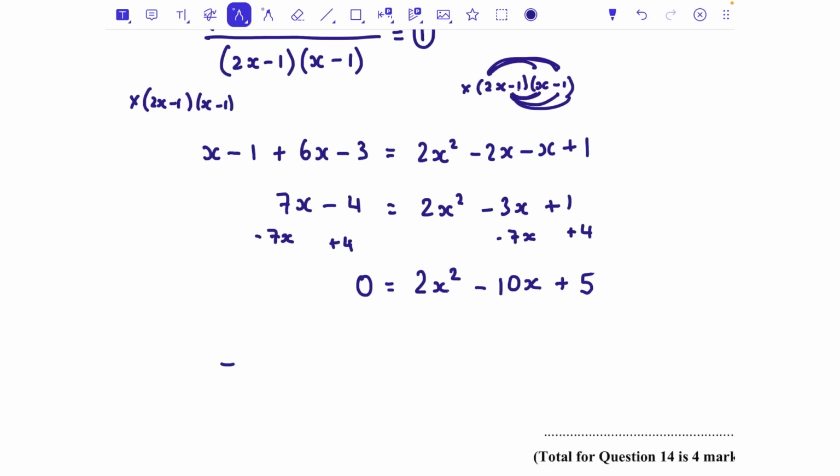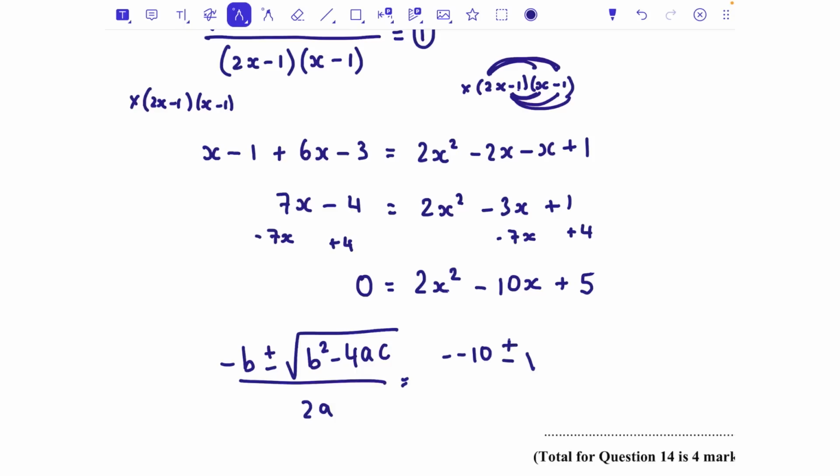And we're going to do minus b plus or minus the square root of b squared minus 4ac all over 2a. You do get that in the front of the exam. So that's going to be minus minus 10. Now there's no point putting minus minus, we can just put 10. Plus or minus the square root of. It should be minus 10 squared. If you're going to put minus 10, make sure you put it in brackets, because otherwise your calculator will say it's minus 100 when it's actually 100. Minus 4 times 2 times 5, all over 2 times 2.